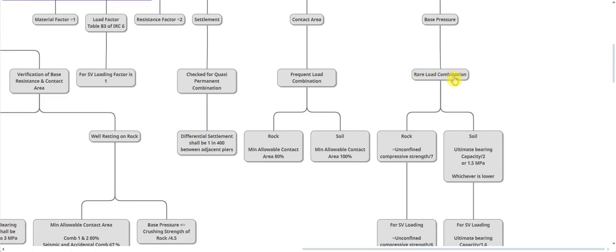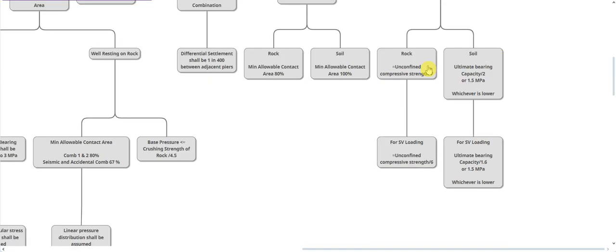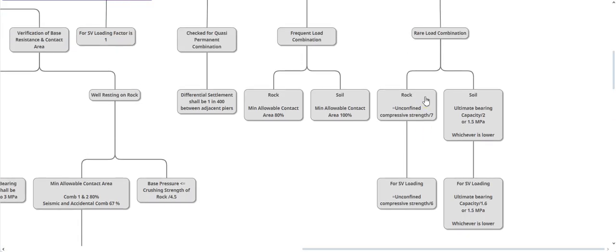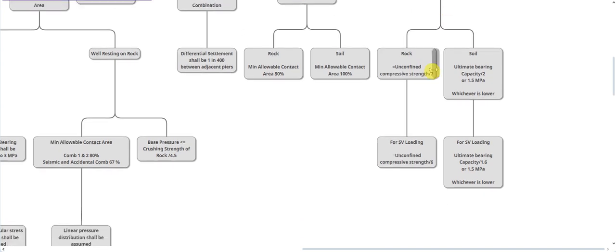Coming to the base pressure, we shall use the rare load combination given in IRC 6. Again, two categories, one for rock and other for soil. In case of rock, the unconfined compressive strength shall be divided by a factor of 7 to get the allowable pressure on the rocks in case of rare load combination. And for case of SV loading, the unconfined compressive strength shall be divided by a factor of 6 to get the allowable base pressure in rare load combination.